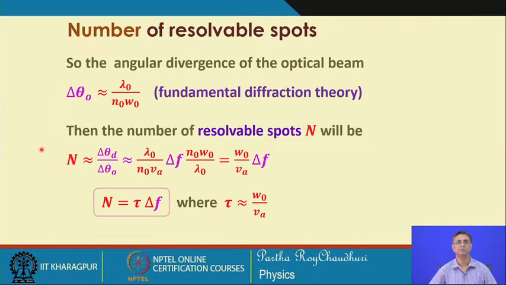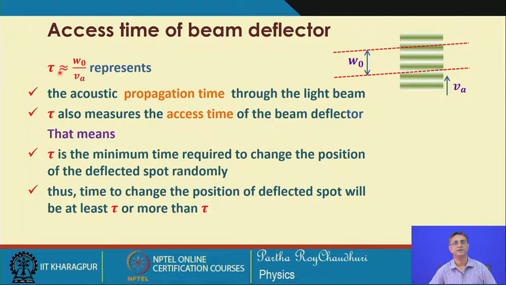So, the number of resolvable spots on the output of the deflector is directly proportional to the range of the acoustic frequency. So, the more the acoustic frequency, the more the number of resolvable spots. Because W 0 by V A is the transit time over which the acoustic beam interacts with the optical beam, which is equal to tau, we can write n equal to tau into delta f, and this tau, W 0 by V A, is also called the access time.